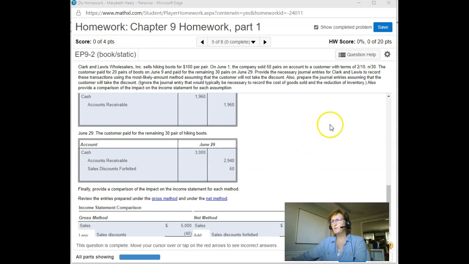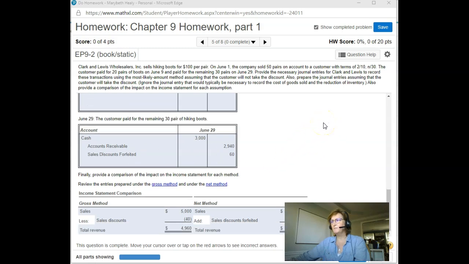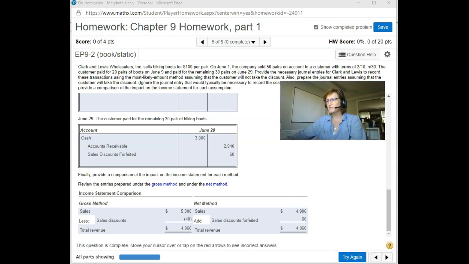So let's see how this pans out when we compare them in our little gross method to net method. So here we had our 5,000 less 40, 4,960 was our net sales. Sales, add the sales discounts forfeited, and so we end up with 4,960. Under both cases, we have the same amount of net revenue, or same amount of sales revenue. So it's just a matter of making the adjustment if they do or don't take the discount. Okay.